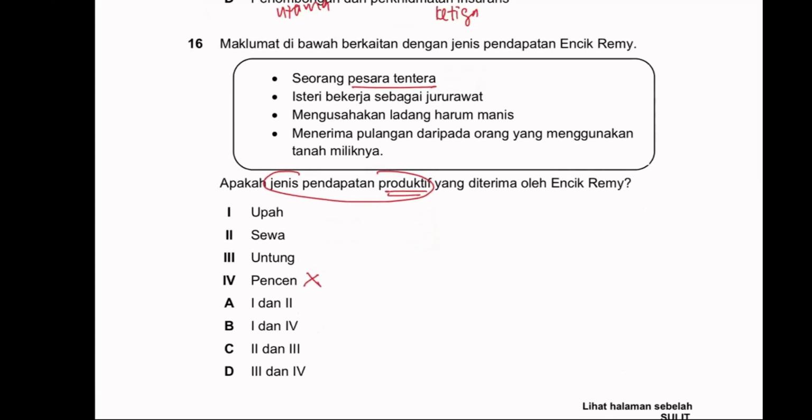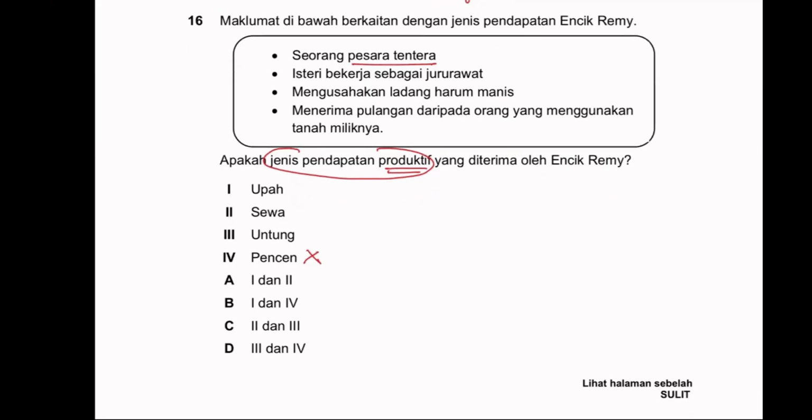Isteri bekerja sebagai jururawat. Okay? He actually retired, and the wife worked as a jururawat. Pengusaha, he owned, yes, sewa is productive because you are giving people the right in using your land. You contribute your land. Yeah. So, mengusahakan ladang. He owned a ladang. Untung. Menerima pulangan menggunakan tanah. He rent the land to others. So your answer is 2 and 3.